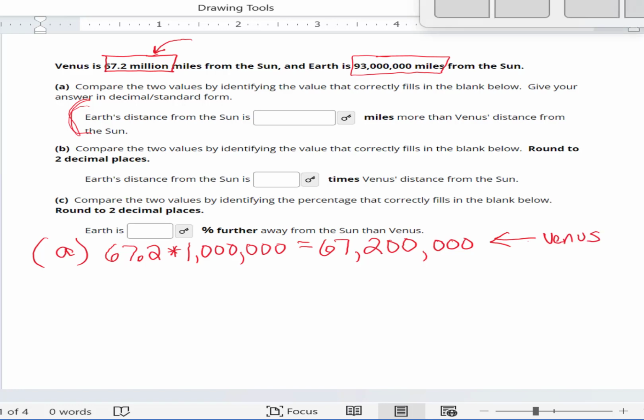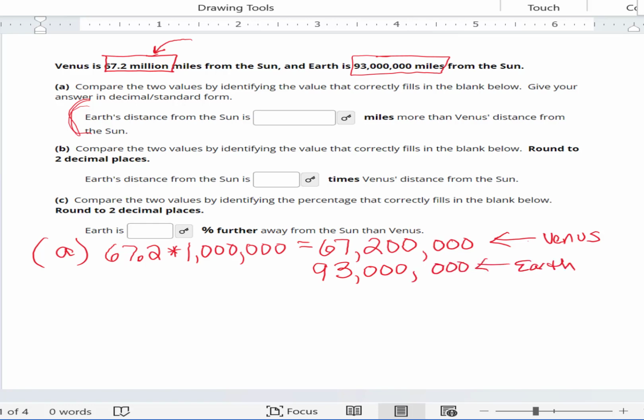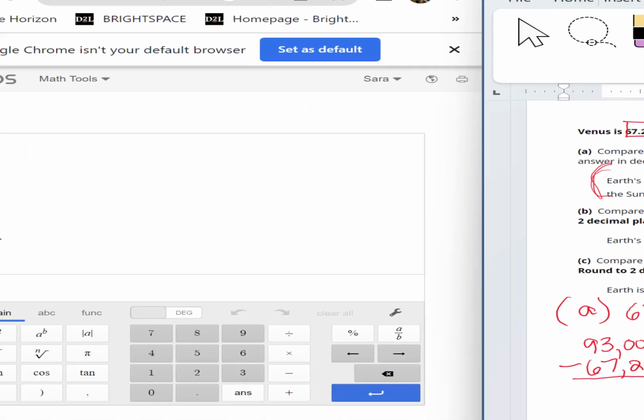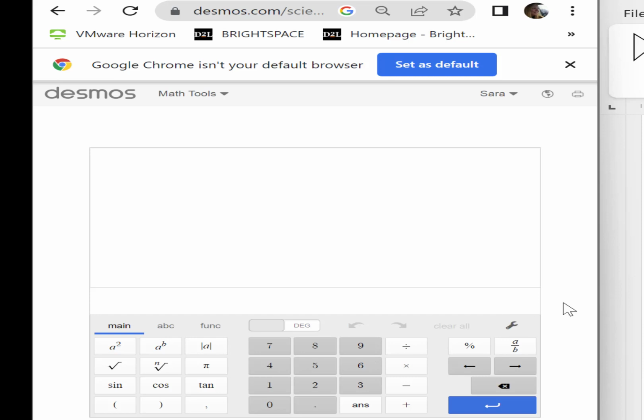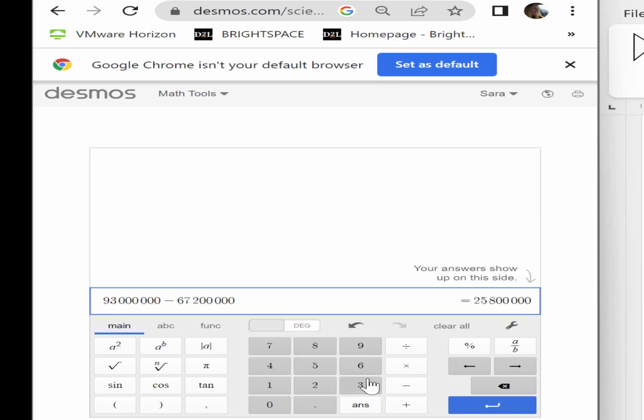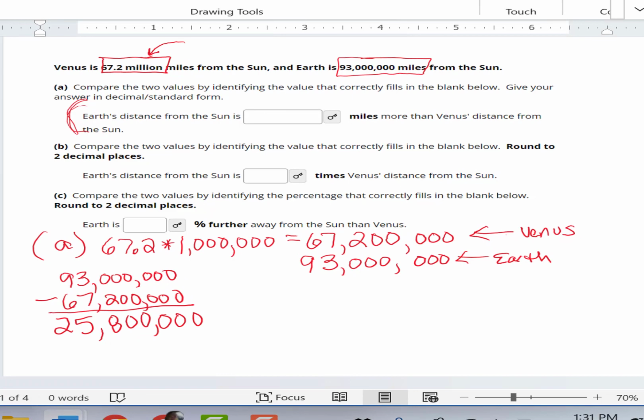In comparison, Earth's distance from the Sun in miles is 93 million. The problem asks us to determine the number of miles more that Earth is, so we can take 93 million minus 67,200,000. If you've worked the problem out this way, you could just type that subtraction into a calculator. I have Desmos open on the side, so I'll use Desmos for that calculation. And we see that it gives an answer of 25,800,000. And so the answer is that Earth's distance from the Sun is 25,800,000 miles more than Venus's distance from the Sun.